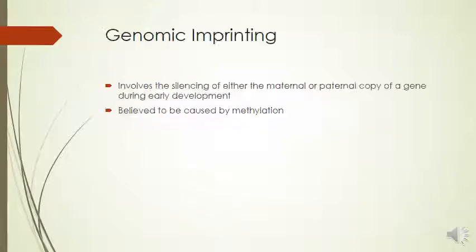with rats. The process of genomic imprinting involves the silencing of either the maternal or paternal copy of a gene during early development. It's believed to be caused by methylation. We will be looking at diseases that are caused by genomic imprinting. And we will begin to look at what the basic causes are of the different diseases that individuals have. We'll start to look at that next week.